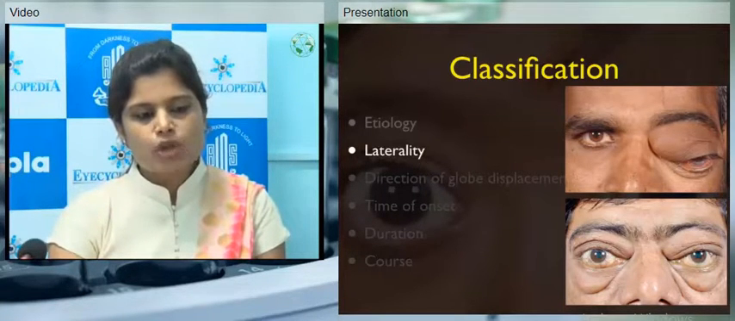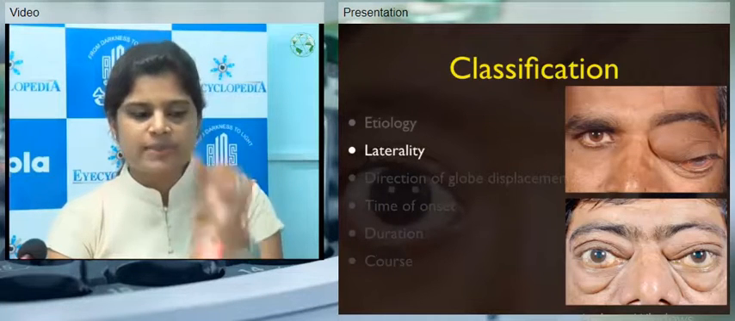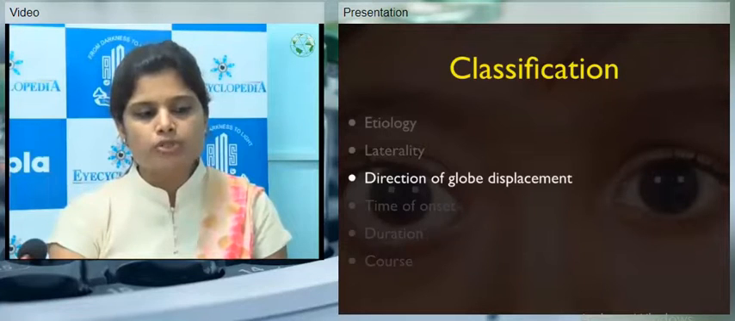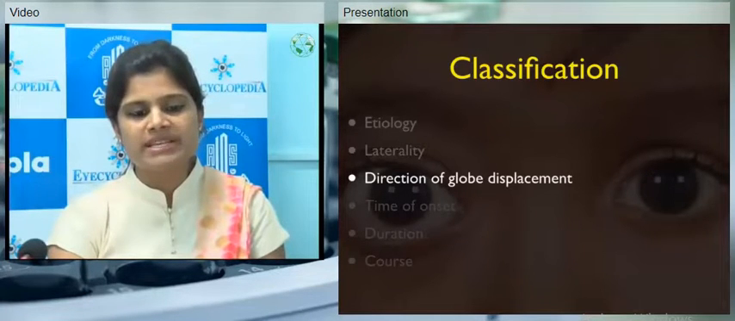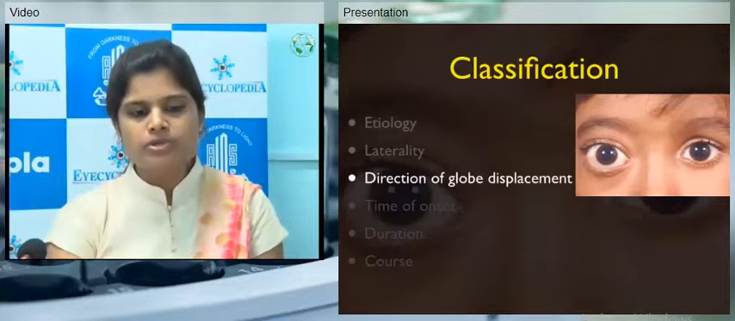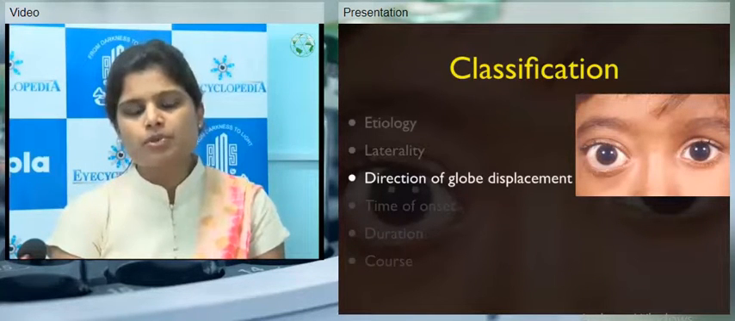The next classification is based on the direction of globe displacement. This is very important to look at. It is very important to know the direction of globe displacement. Based on this, it can be axial proptosis or abaxial proptosis.